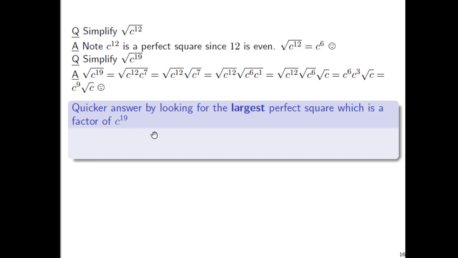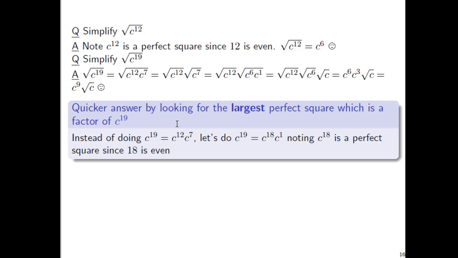Okay, so this worked, but this is not the fastest answer. Sometimes people do work like this because they just think of whatever even number they want, and sometimes don't simplify completely. Here's the thing. There's going to be a quicker answer. This is just like the numbers version we saw. There's a quicker answer by looking for the largest perfect square which is a factor of c to the 19th. Now remember, whenever the exponent is even, you're going to have a perfect square. So the largest perfect square factor of c to the 19th is not c to the 12th. It is c to the 18th.